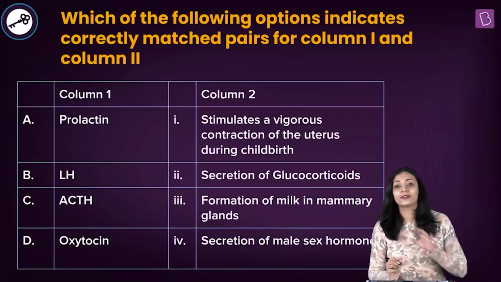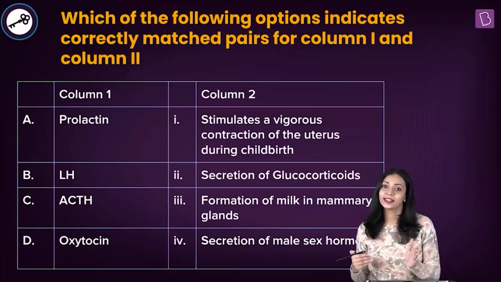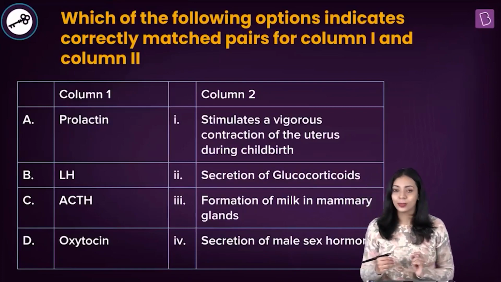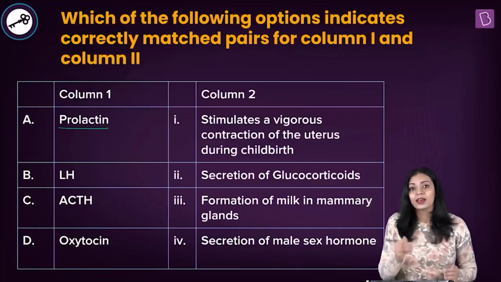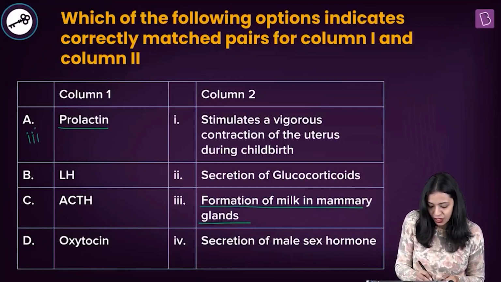Now that we know the functions of all the hormones listed under column 1, let us try to match them with the correct functions under column 2. So prolactin will stimulate the formation of milk in the mammary glands. So A can be matched with 3.